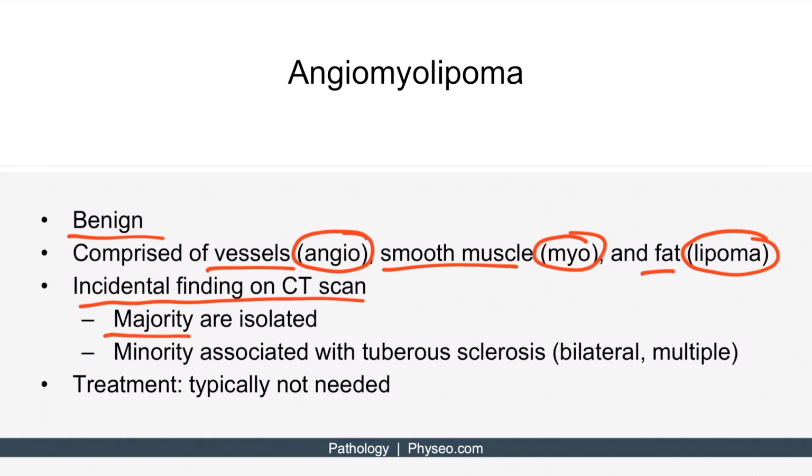The majority of these are isolated, meaning there's just one single tumor. However, some angiomyolipomas are also associated with tuberous sclerosis. Patients with tuberous sclerosis who also have angiomyolipomas often have multiple of these and they're bilateral, so both kidneys. Regarding treatment, they're usually asymptomatic and small, so they don't need intervention.